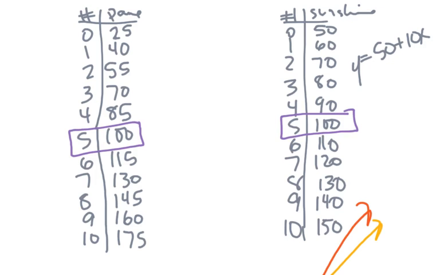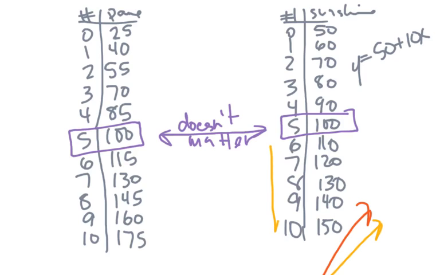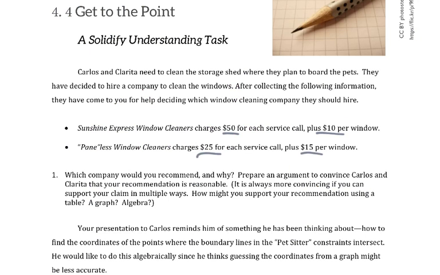But basically, if you're going with 5 windows, doesn't really matter, does it? Because it's going to cost the same. If you're going with more windows than 5, you're going to want to use Sunshine. And if you're going with less than 5 windows, you're going to want Painless. And that's what you'd want to explain to them. Okay? It's something like that. All right.